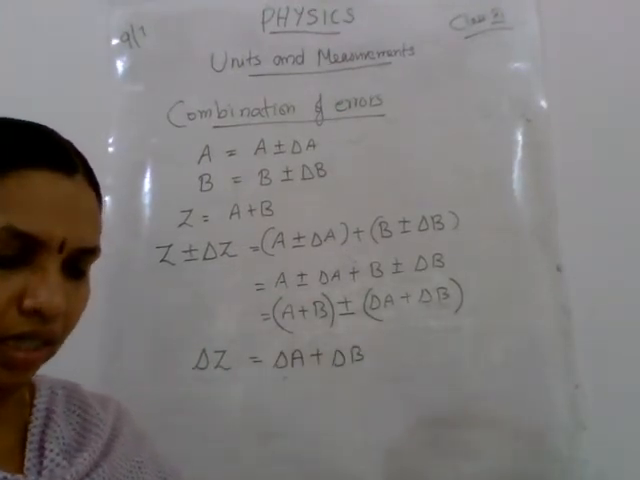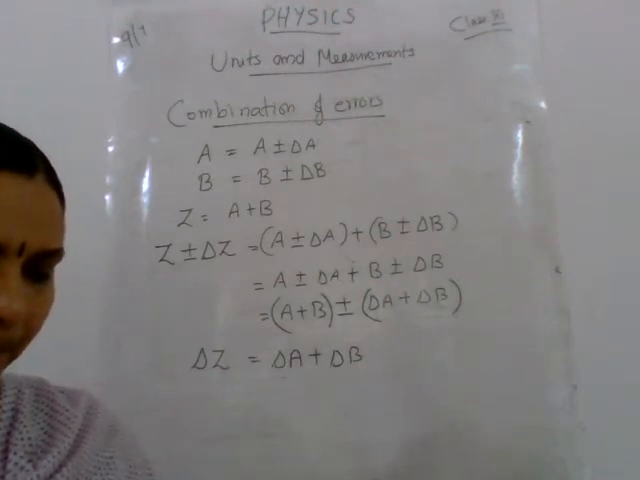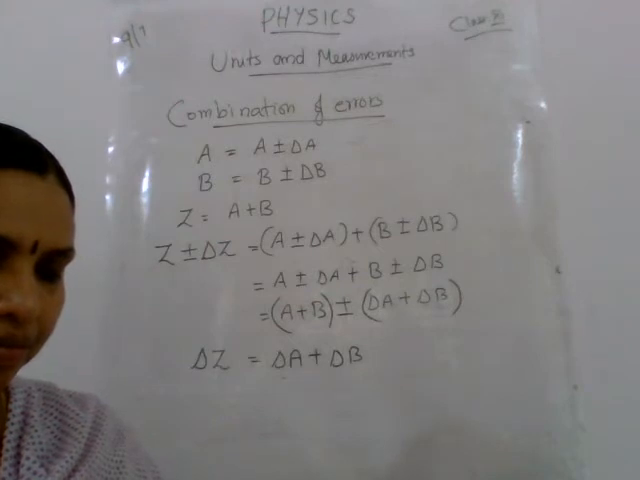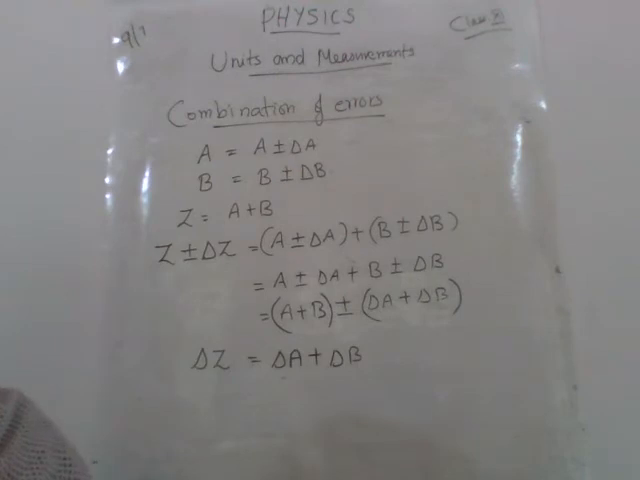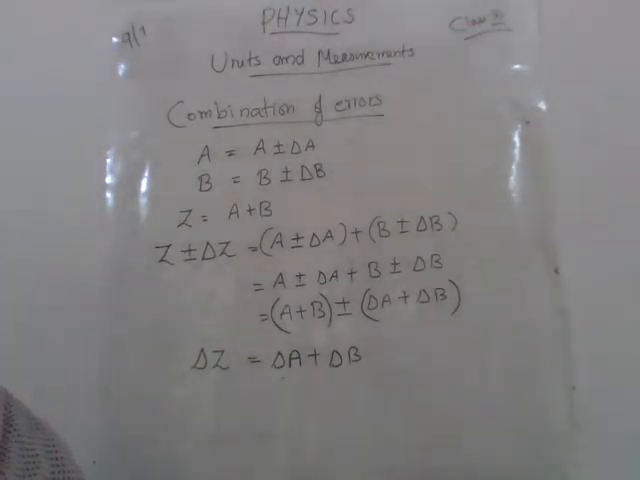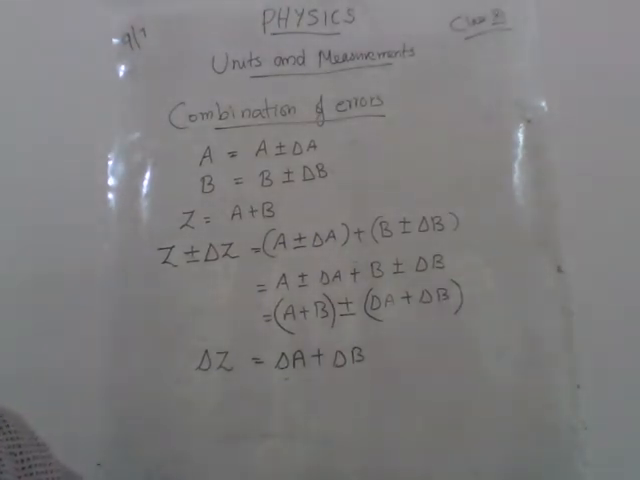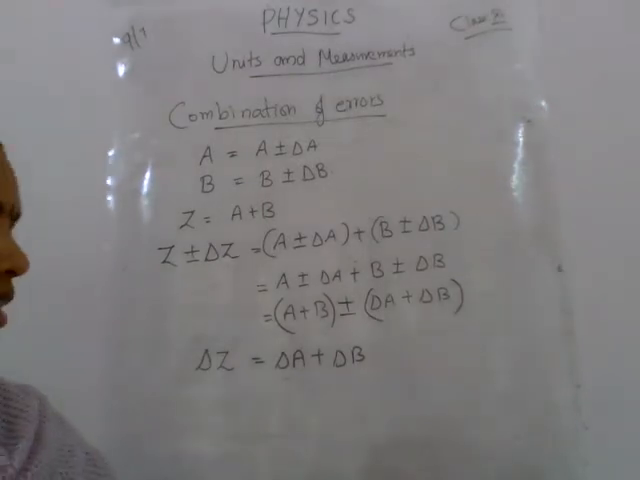Then write: when two quantities are added or subtracted, the absolute error in the final result is the sum of the absolute errors in the individual quantities.